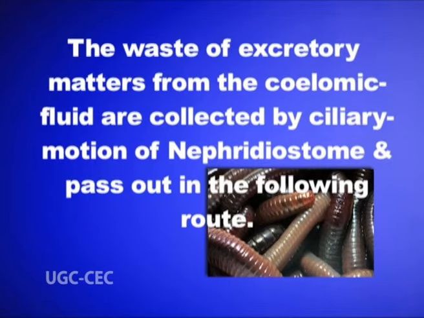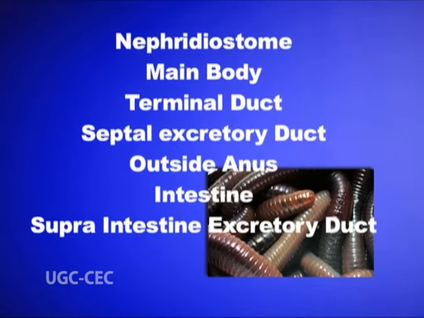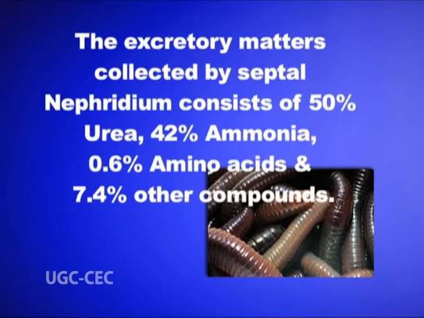The excretory waste matters from the coelomic fluid are collected by the ciliary motion of the nephridiostome and pass out in the following route: nephridiostome, main body, terminal duct, septal excretory duct, outside the anus, intestine, supraintestinal excretory duct. The excretory matters collected by septal nephridium consist of 50% urea, 42% ammonia, 0.6% amino acids and 7.4% other compounds.